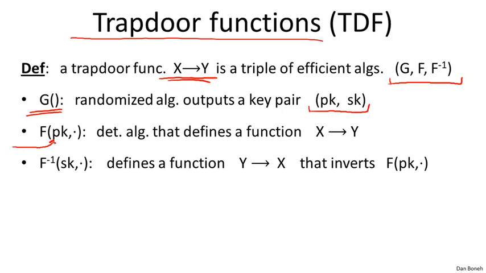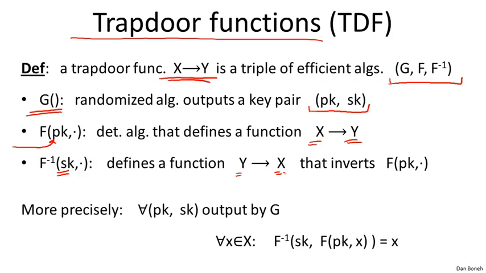The public key is going to define a specific function from the set X to the set Y. And then the secret key is going to define the inverse function, now from the set Y to the set X. So the idea is that you can evaluate the function at any point using the public key pk, and then you can invert that function using the secret key sk. What do I mean by inversion? More precisely, if we look at any public key and secret key pair generated by the key generation algorithm G, then if I evaluate the function at the point x, and then I evaluate the inverse at the resulting point, I should get the original point x back.